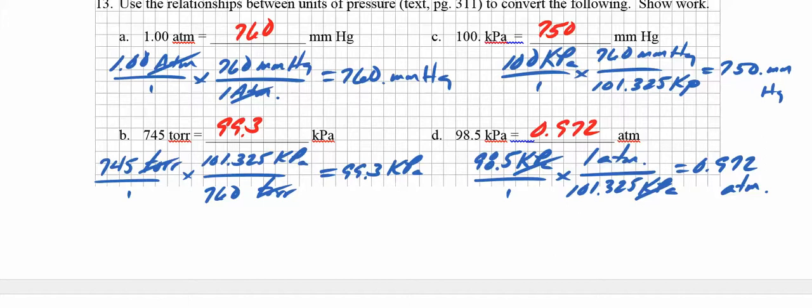Letter D, we have 98.5 kilopascals is equal to how many atmospheres? We start with what we know, 98.5 kilopascals over 1, times atmospheres per kilopascals. We recognize that 1 atmosphere is the same as 101.325 kilopascals. We cancel kilopascals with kilopascals, and we're left with atmospheres. 0.972 atmospheres is our final answer.